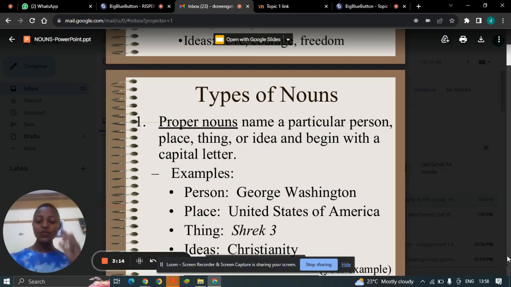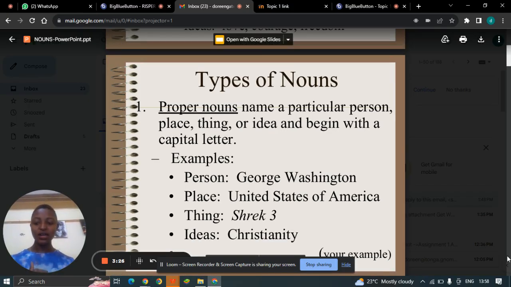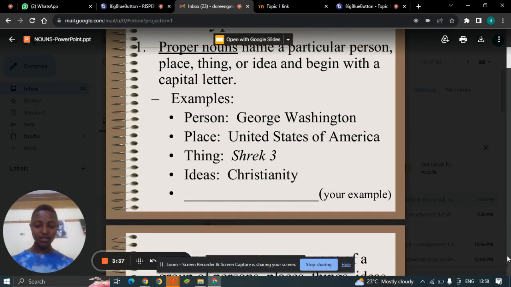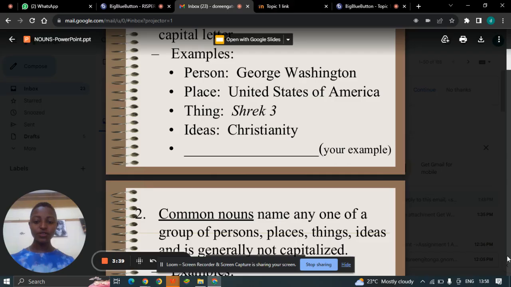For places, maybe we have United States of America, we have Kenya, maybe New York, maybe Egypt, and so on and so forth. Things, we have maybe an HP laptop, the specific type of laptop, and for ideas you can say Christianity and so on and so forth. And don't forget to give your own examples.